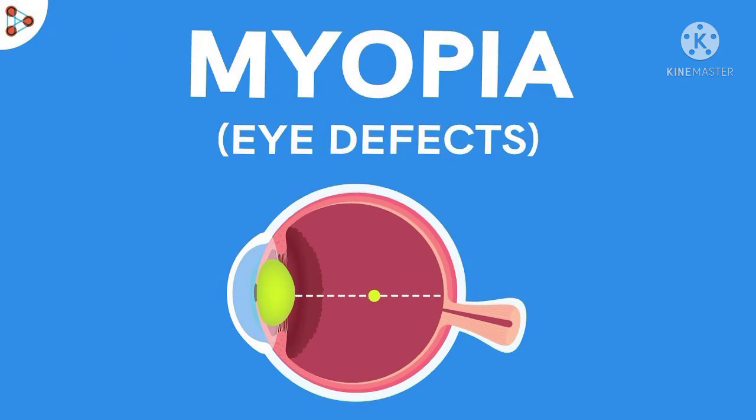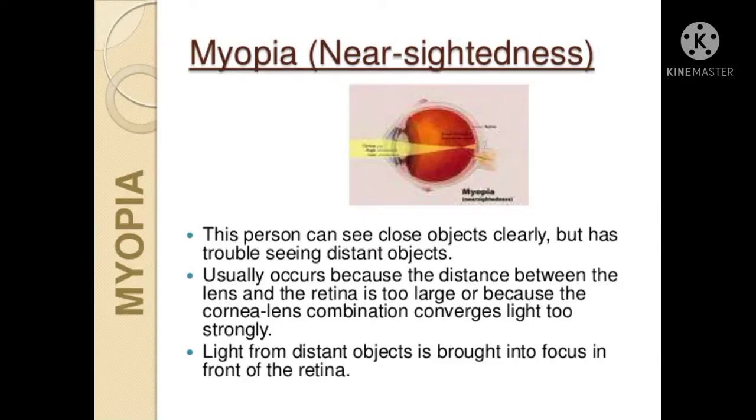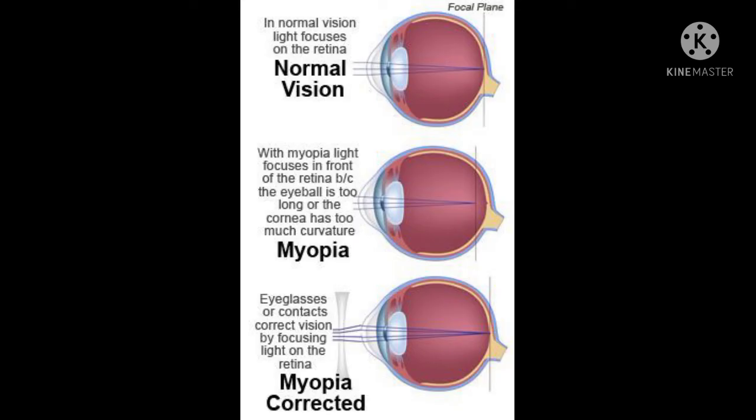First one is myopia. Myopia, also known as short-sightedness, occurs due to the lengthening of the eyeball. With this defect, nearby objects can be seen clearly, but distant objects cannot be seen clearly. The focal length of the eye lens is reduced, or the distance between the eye lens and retina increases. In this defect, the image of distant objects is formed before the retina. This defect can be corrected using a concave lens. In the figure, we can see the corrected image of a myopia patient.